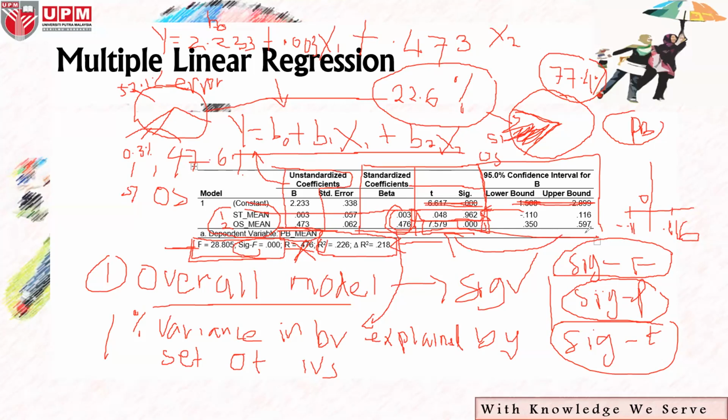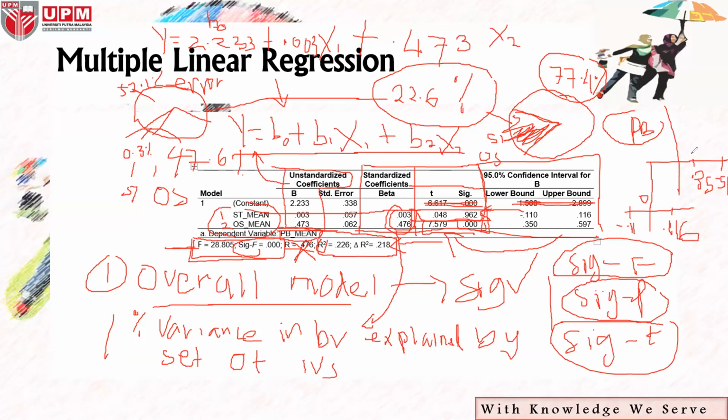0.350 to the upper bound is 0.597. So kalau kita draw, tak ada ruang dah nak draw. Kalau kita draw, okay, ni contohnya. So here is 0.35. Yang ni lagi satu 0.59. You all buatlah 59 kat sini.